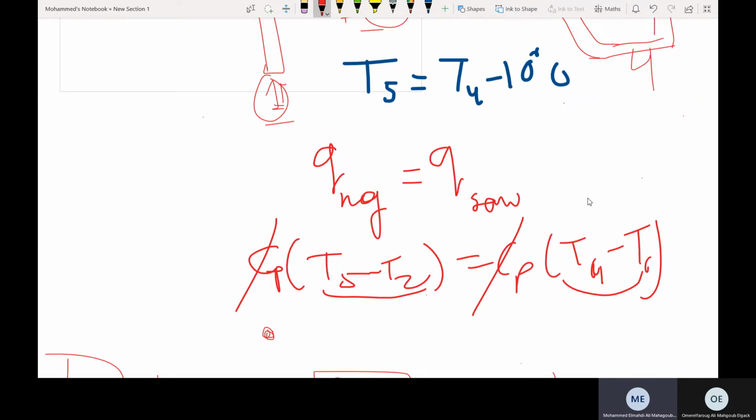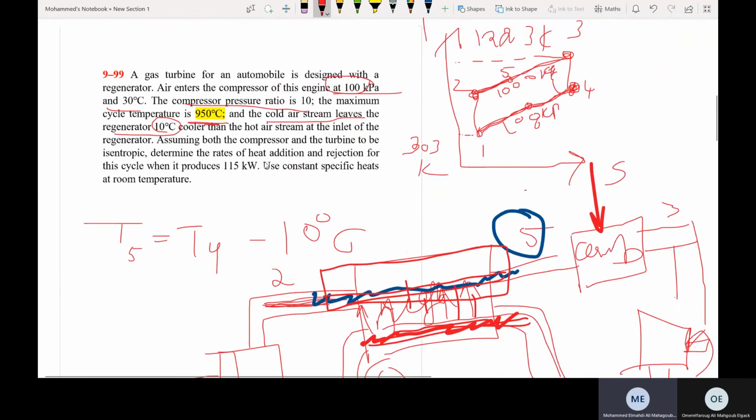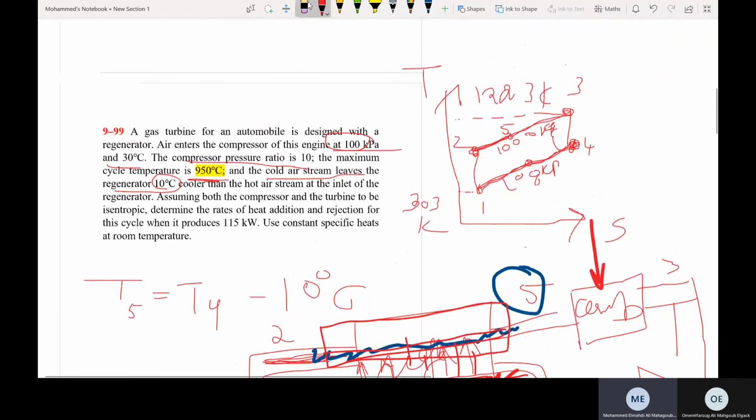Maybe sometimes we are going to need point 6, so we can calculate the heat rejected, because this is the heat rejected here, Q out. So sometimes we can need the temperature of point 6. Maybe we need it in this problem. Let us look. All this talking without seeing what the problem is asking for. But yeah, so determine the rates of heat addition and rejection for the cycle. So we need Q out and we need Q in.